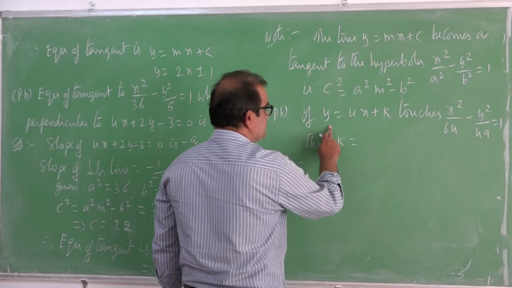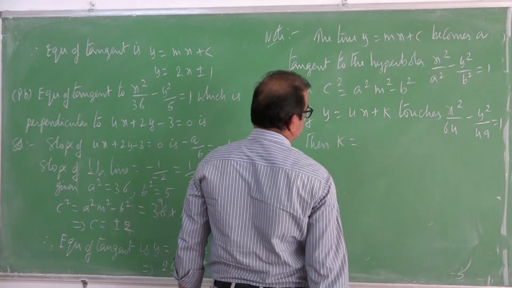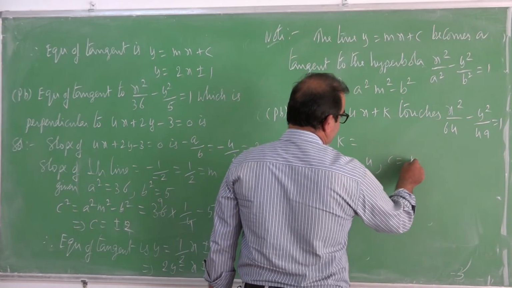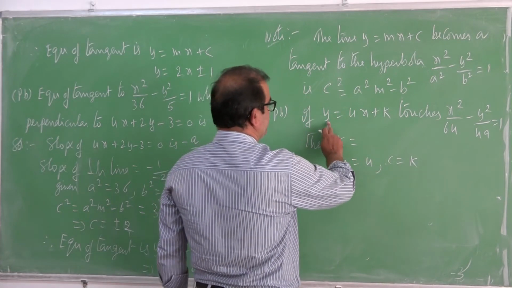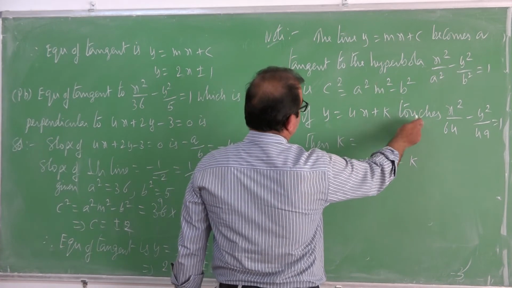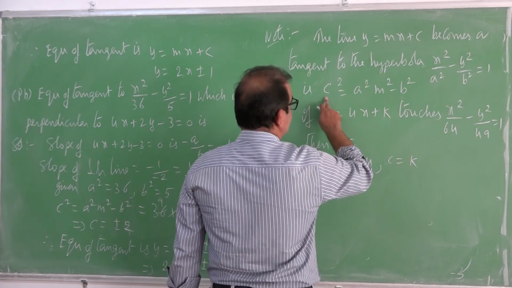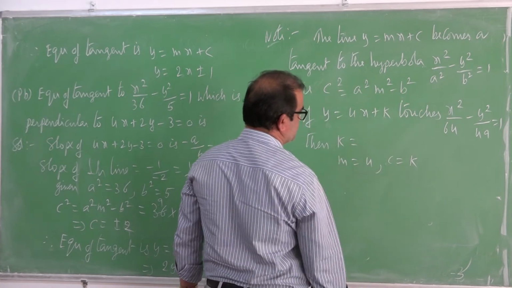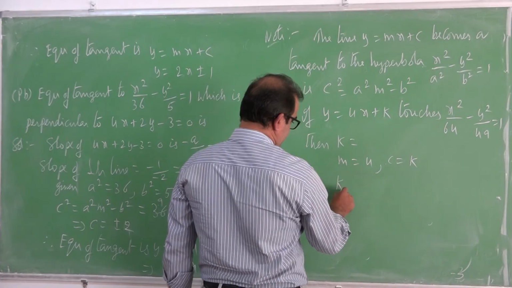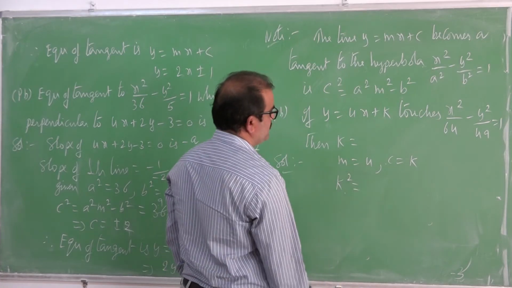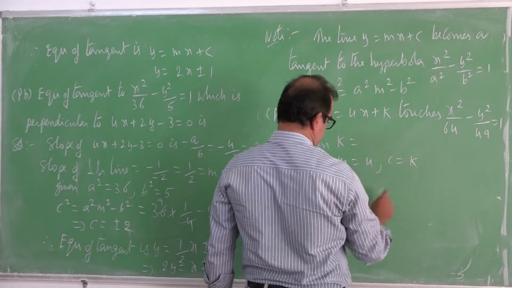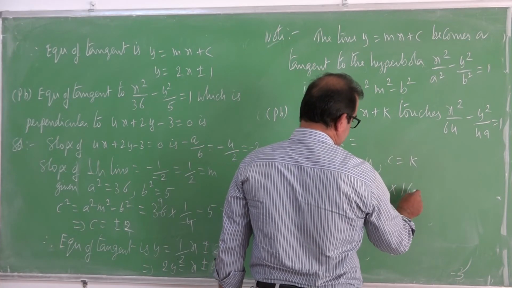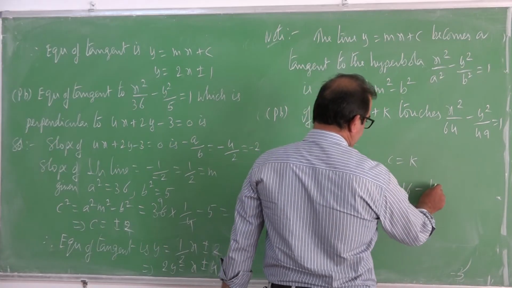See, given line is in the form of y is equal to mx plus c. What is m value? 4. What is c value? k. When this line y is equal to mx plus c touches the hyperbola, it satisfies the condition c square is equal to a square m square minus b square. c square is k square, is equal to a square 64, m square 4 square 16, minus b square is 49.